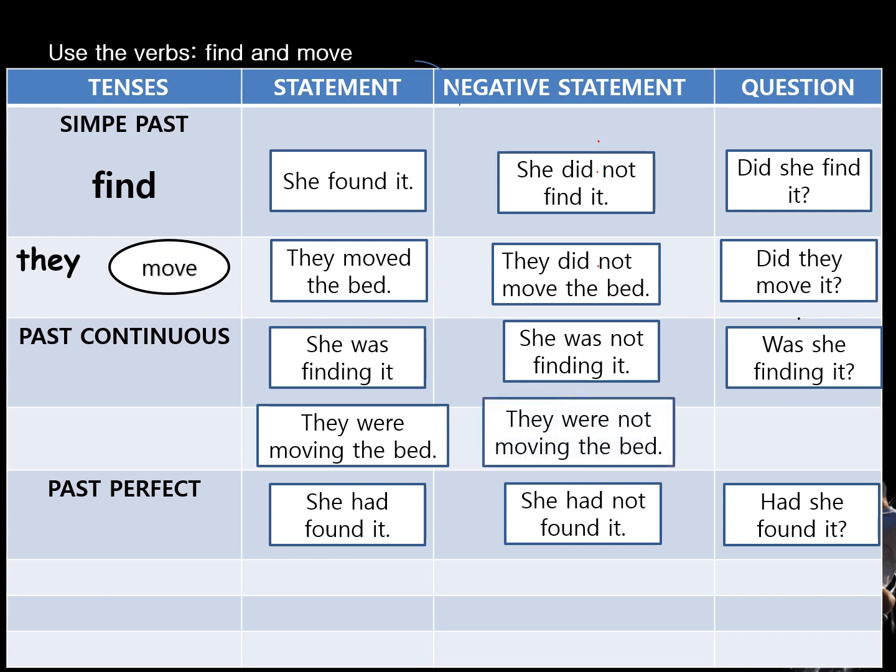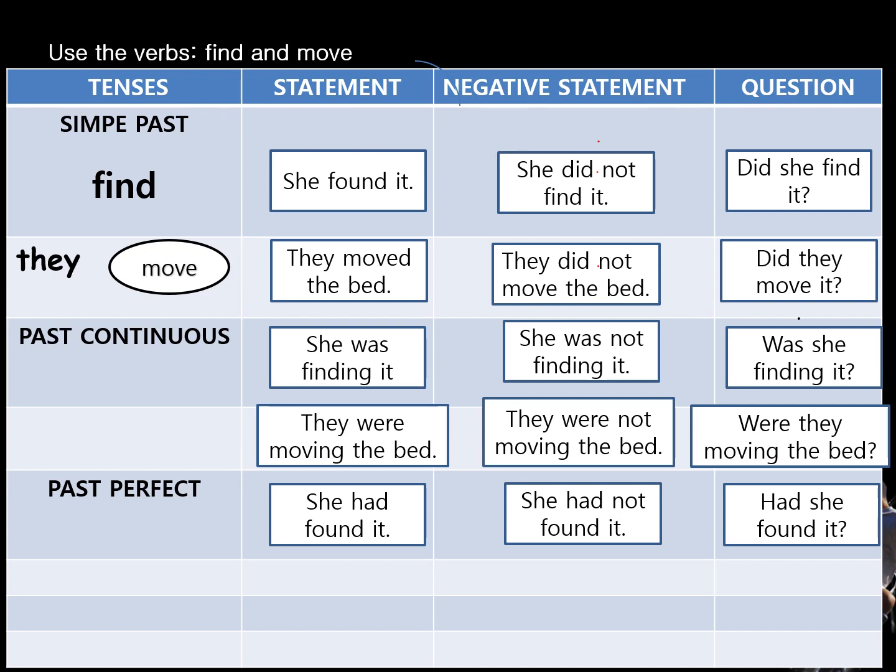Next one, we say they were not moving the bed. So in here, to make it negative, we just add the word not. Or again, we can make a contraction to make it a little bit shorter. So you say they weren't moving the bed. And lastly, to have it as a question, we can say, were they moving the bed? Same as the others, we interchange the position of the subject and the helping verb, or the auxiliary verb if there is in the sentence.